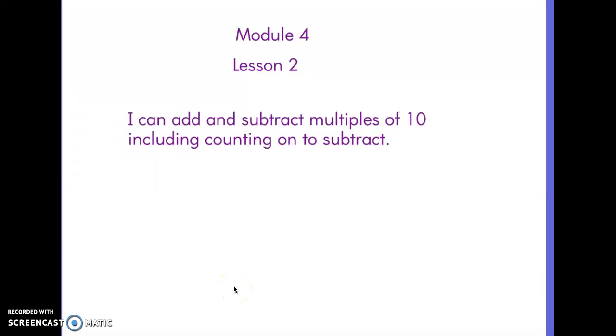Hi friends, we're in Module 4, Lesson 2. I can add and subtract multiples of 10, including counting on to subtract. All right, you're going to need your dry erase board and a marker and your sock.